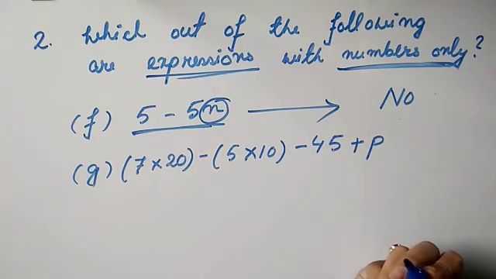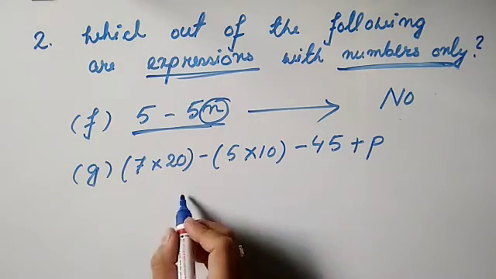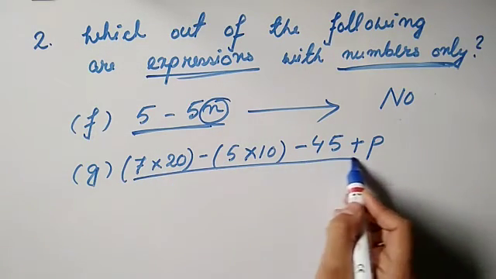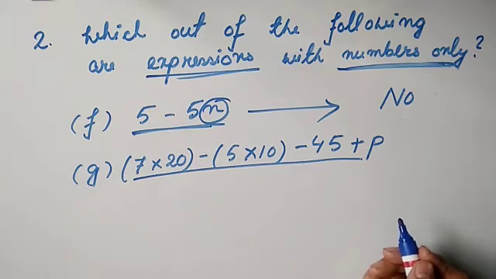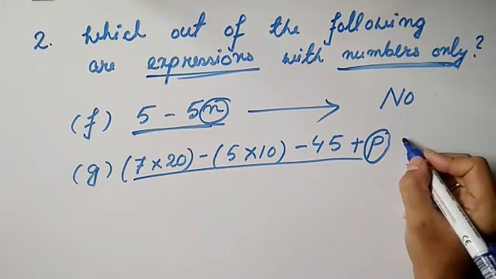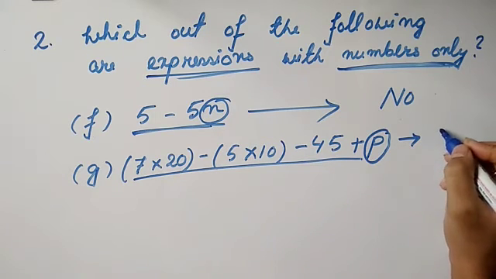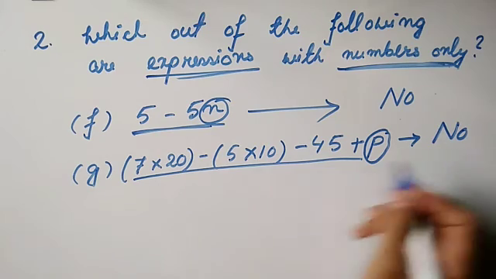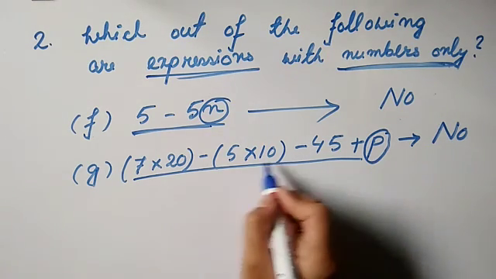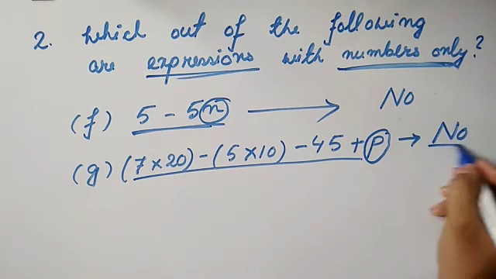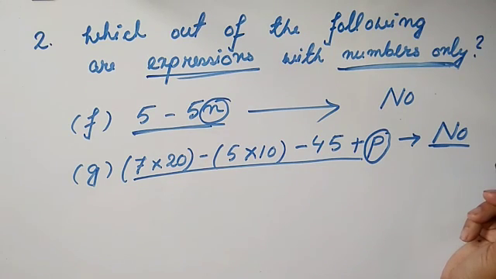Okay, next, our last question for question number 2. As we can see from this expression, there is a variable involved, and the variable is P, right? So this answer also will be no, right? Because there is a variable involved in this expression, and the variable involved is P. So answer will be no. Understood?